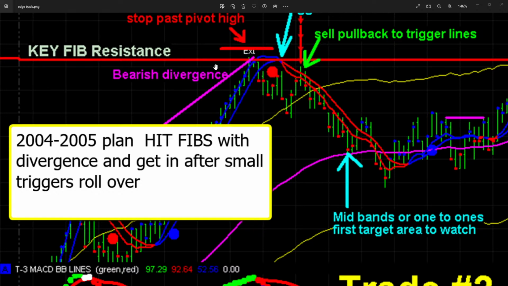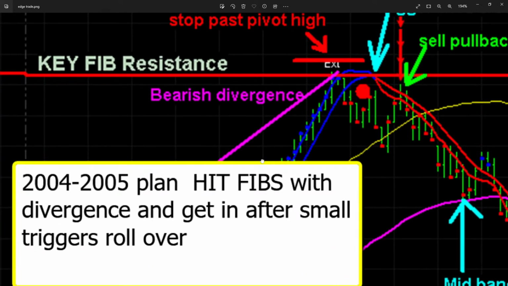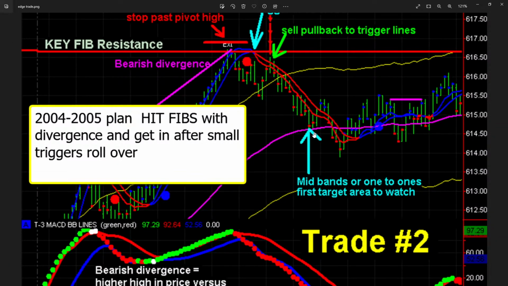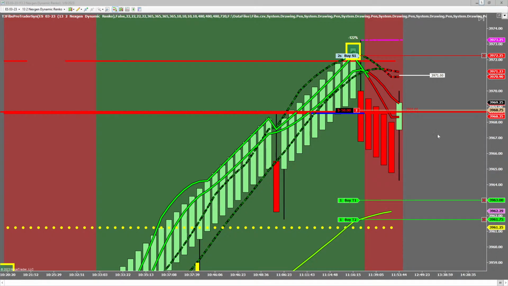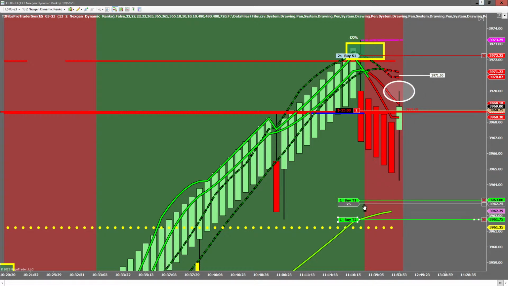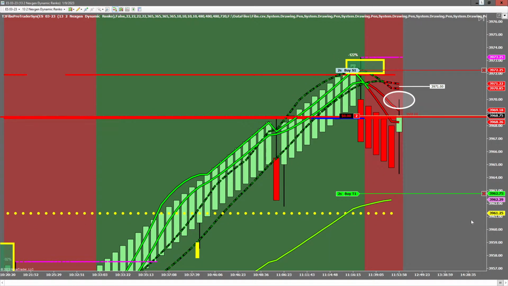Anyway, all right, so in 2004, you hit fibs, you got divergence, you sold a pullback to the triggers. Usually the market gets to the mid bands. So we're kind of operating under the same assumption here today. We get fibs with divergence, you sell a pullback to the small triggers, and eventually we're going to get down to the mid bands over here. I don't know if it's going to happen or not.